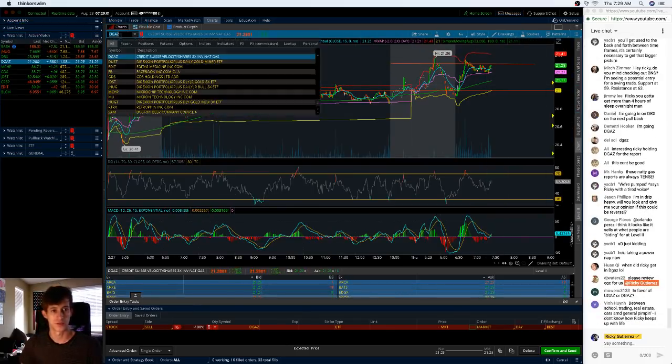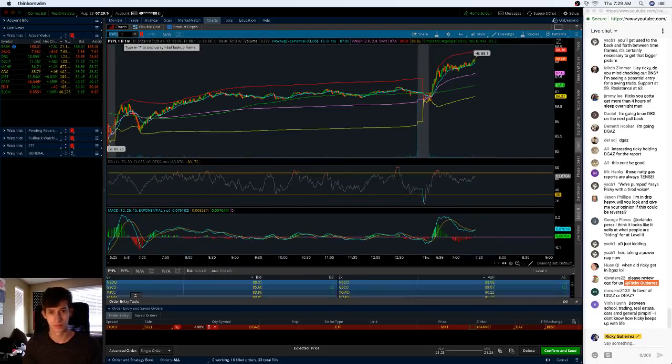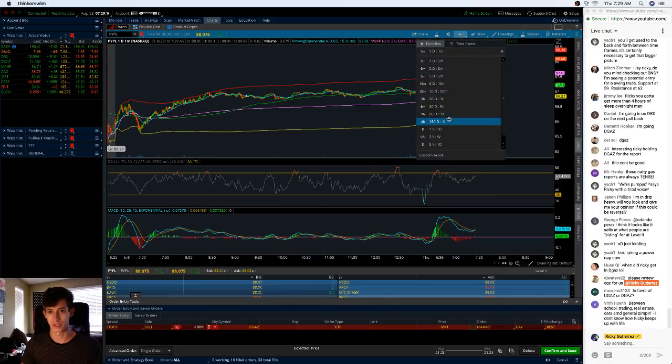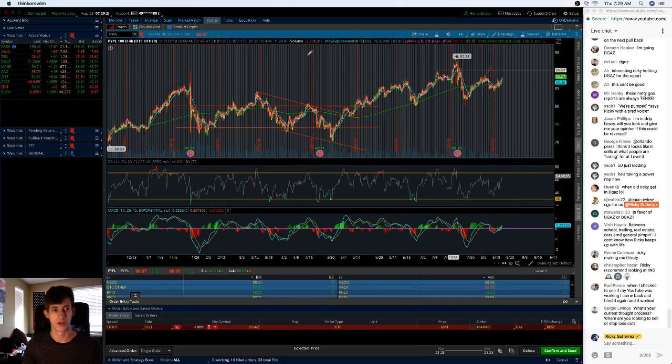PayPal, just okay. PayPal showing signs of potential recovery. Nice little push up. It's approaching that resistance right around 88.30 that it had last time. So I think it's more at a sell. So congrats to all those that were able to trade it successfully.